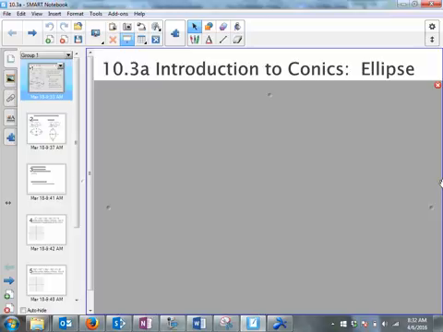Well, it stretches as the things are further apart. Okay, so this one looks more circular. This one stretches out more. So the further apart your brads, the more what? The more ovular it's going to be. Okay. So let's talk about what an ellipse is.